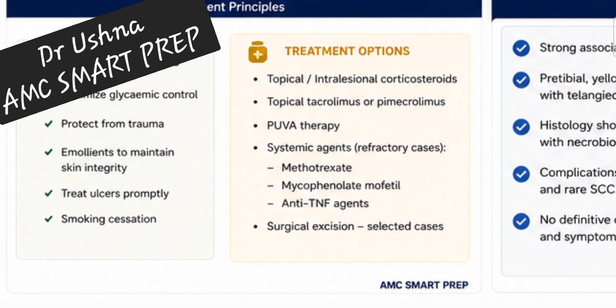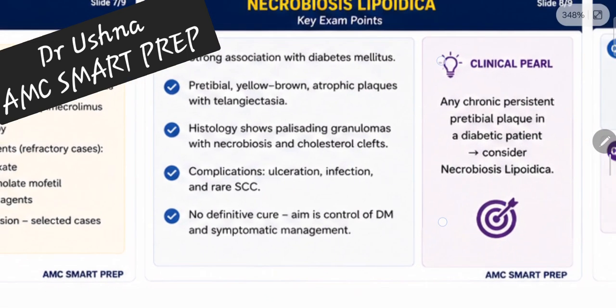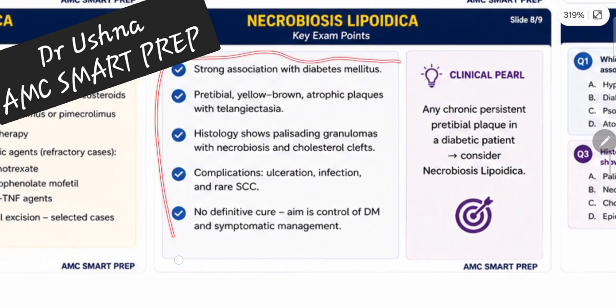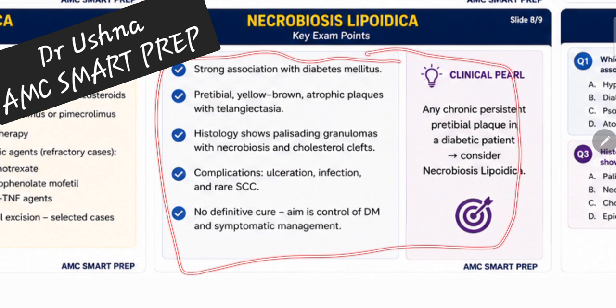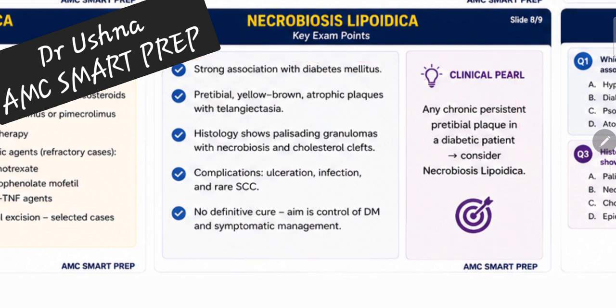If the patient has refractory disease not responding to your topical treatment, you have the option of methotrexate, mycophenolate, or anti-TNF. And the last resort is going to be your surgical excision. Mostly we don't go for surgical excision. These are the treatments which are enough for your necrobiosis lipoidica patient. So these are the steps, or you can say the take home message, on how you are going to approach the patient of necrobiosis lipoidica.